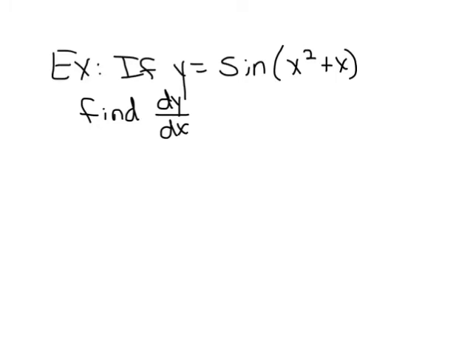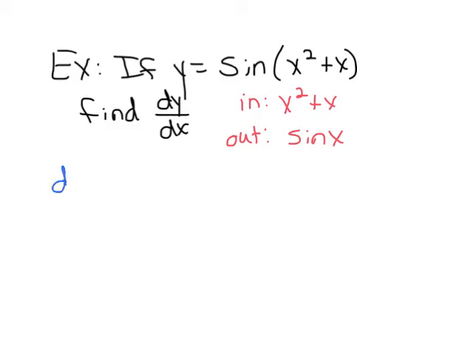So let's look at a second example. This time I'm going to use a transcendental function. I have y is equal to the sine of x squared plus x, and I want to find the first derivative. So looking at this, we know our inside function is what's in the parentheses, so I can label it as x squared plus x. The outside function would be sine of x. But again, I'm not going to see this x in my answer because I'm always evaluating the outside at the inside when I take the first derivative.